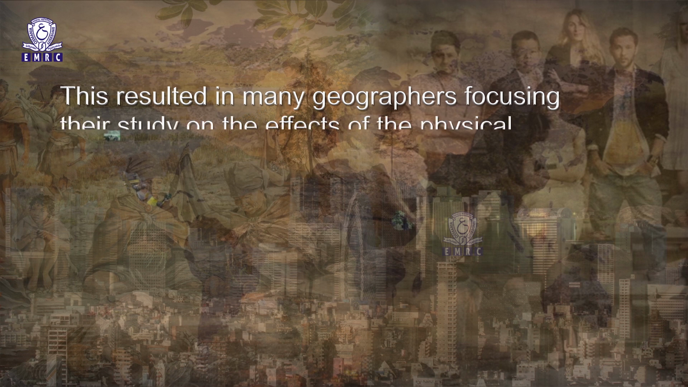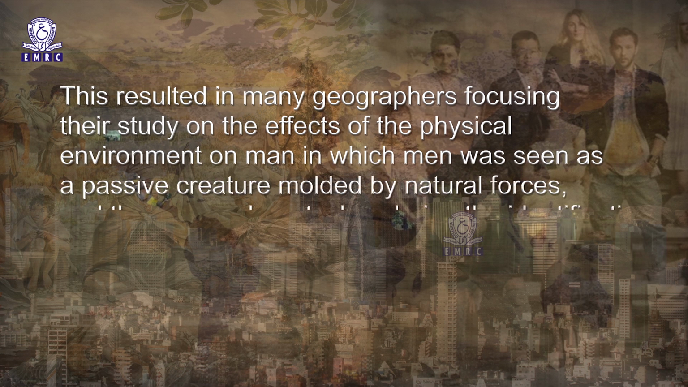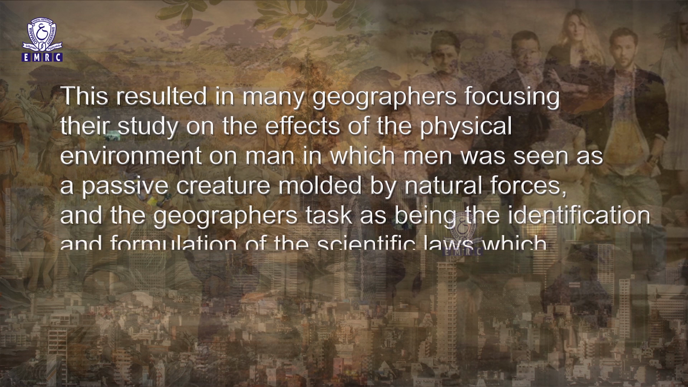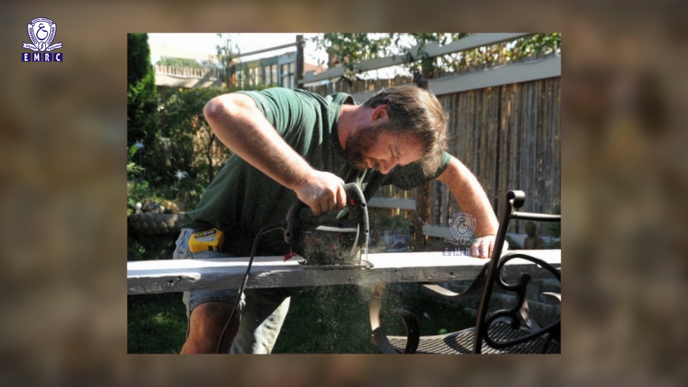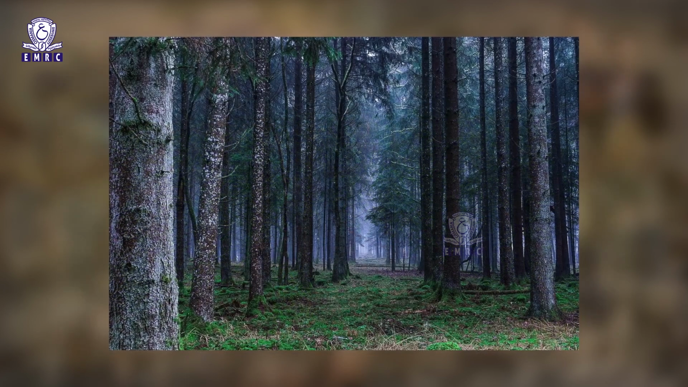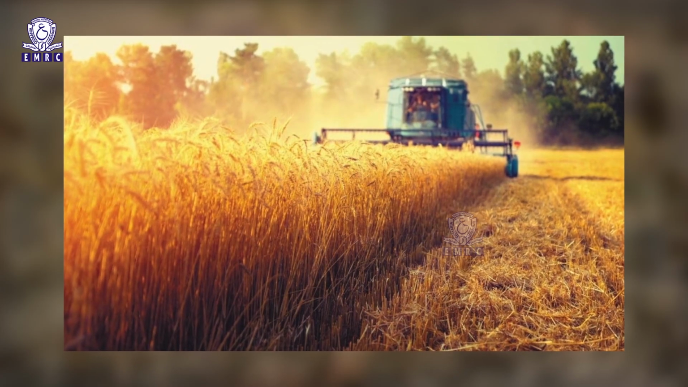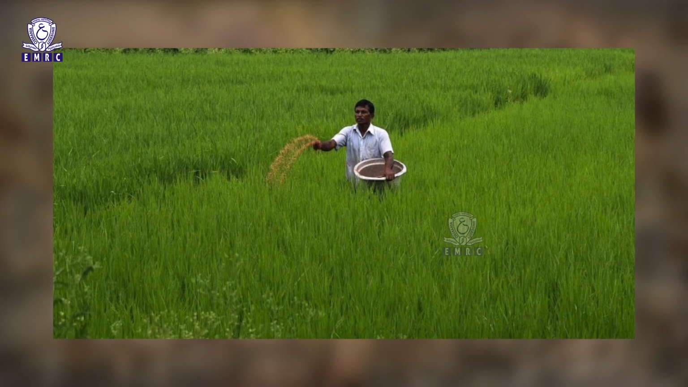This resulted in many geographers focusing their study on the effects of the physical environment on man, in which he is seen as a passive creature molded by natural forces, and the geographer's task as being the identification and formulation of the scientific laws which govern the relationship. This approach is known as determinism or environmentalism, and simple cause and effect laws, which can be stated as, if conditions A and B exist, then condition C will be the consequence, were formulated to explain the distribution and activities of man. According to Semple, where the hot moist equatorial climate increases the growth of large forests which harbor abundant game and yield abundant fruits, they prolong the hunter stage of development and retard the advance to agriculture.